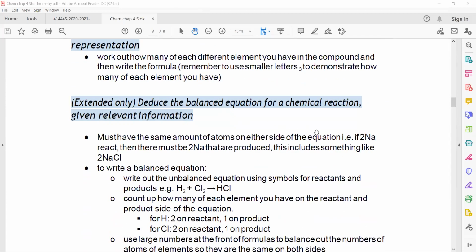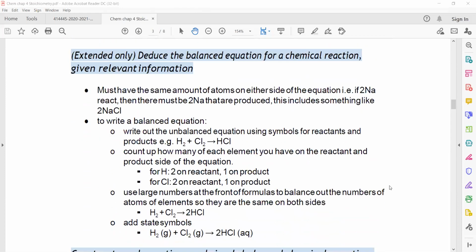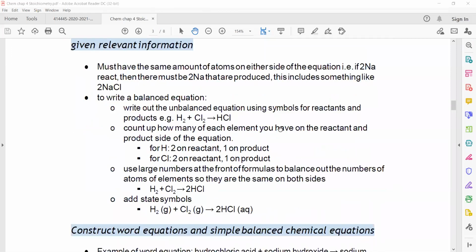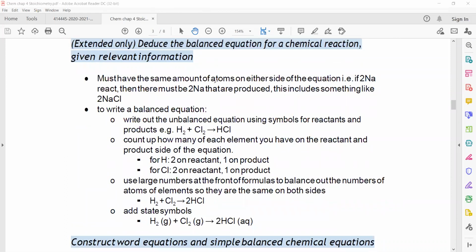Deduce the balanced equation for a chemical reaction given relevant information. The balancing part we already discussed. Like if hydrogen is reacting with chlorine and forming hydrogen chloride. For a normal equation, you start balancing with oxygen followed by hydrogen and then other elements. But for a combustion equation, start with carbon followed by hydrogen and at the last oxygen. This is not a fixed rule, it's just to make it an easy way to balance.